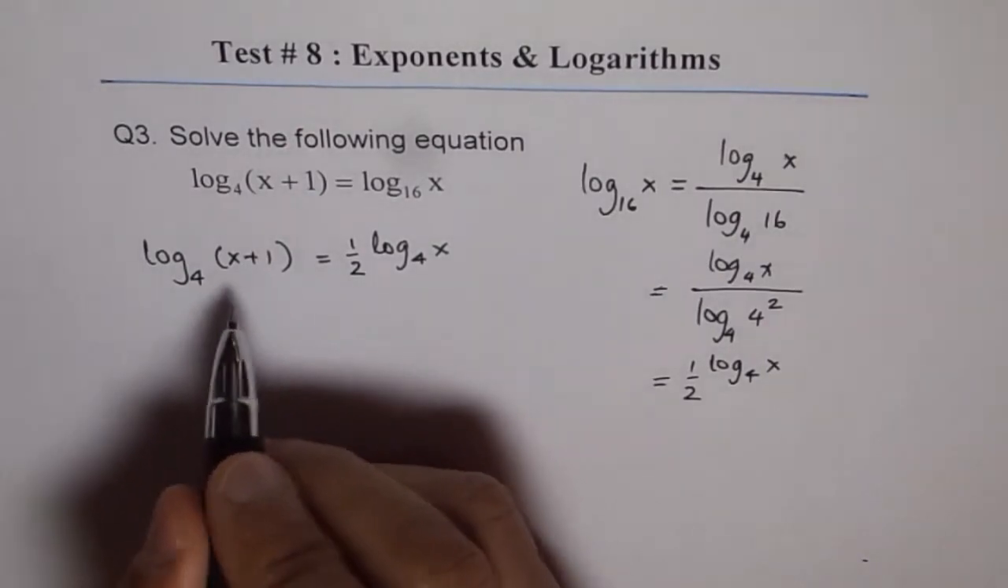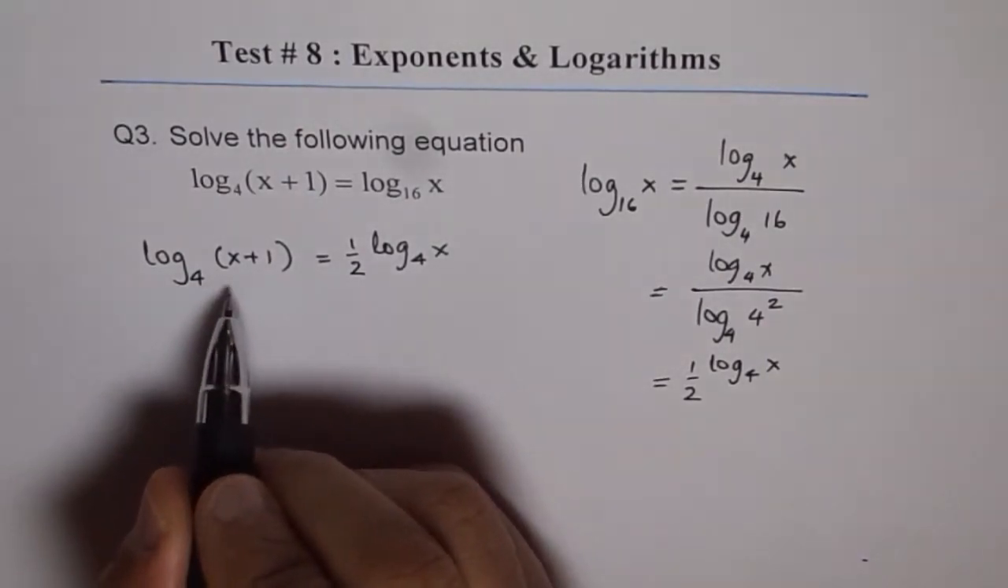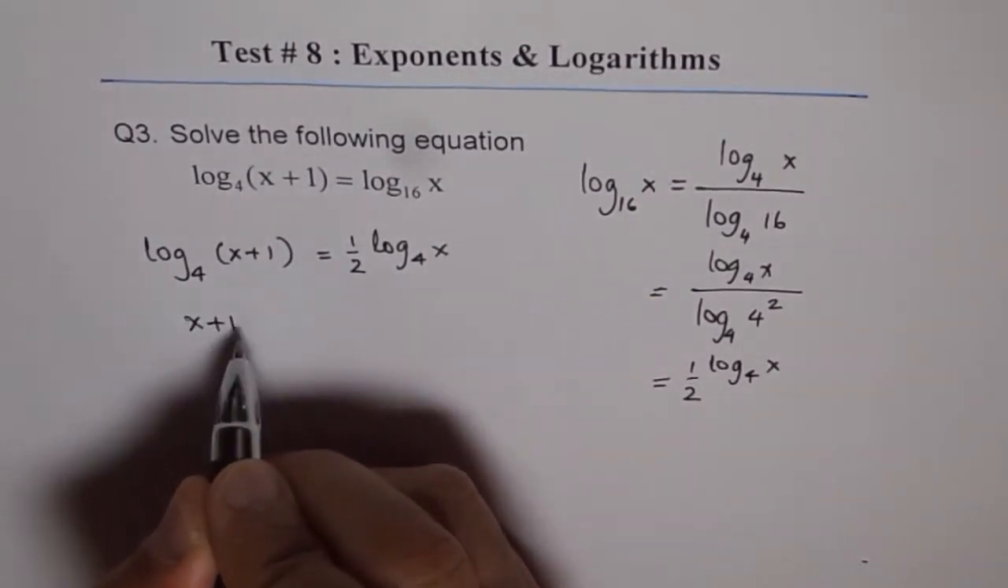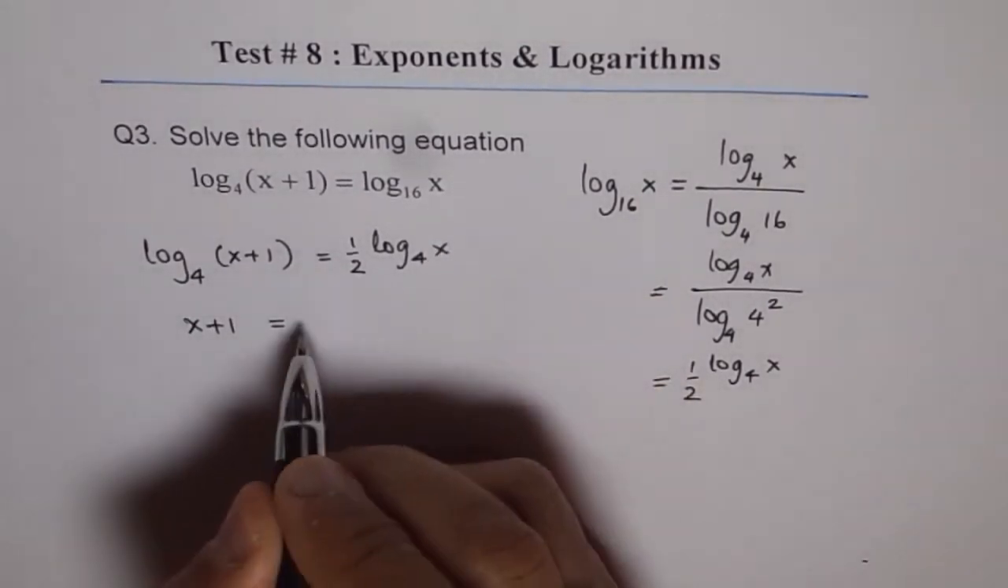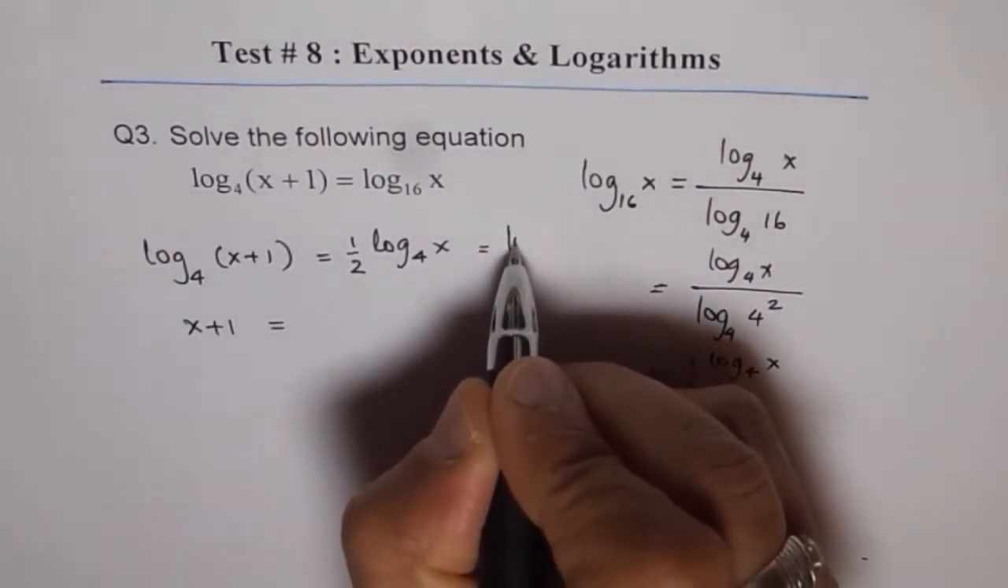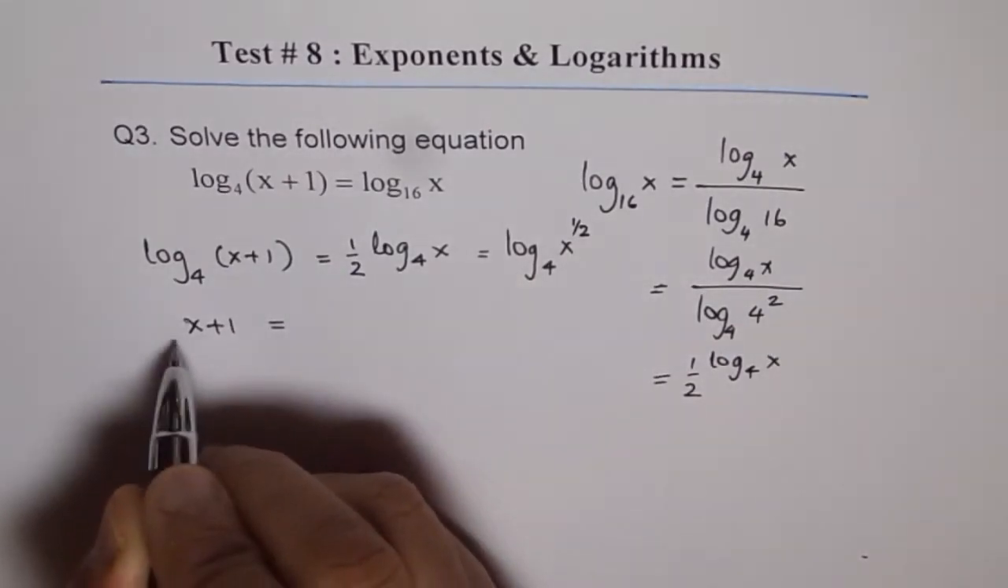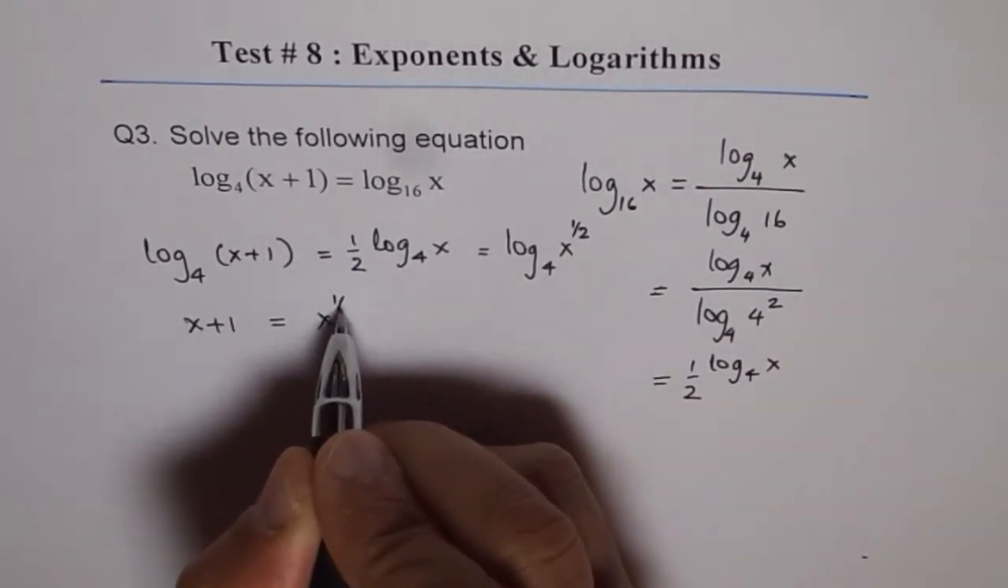Now, from here we can say that x plus 1 is equal to x to the power of half. This could be written as log to the base 4 of x to the power of half, right? So we can write this as x to the power of half.